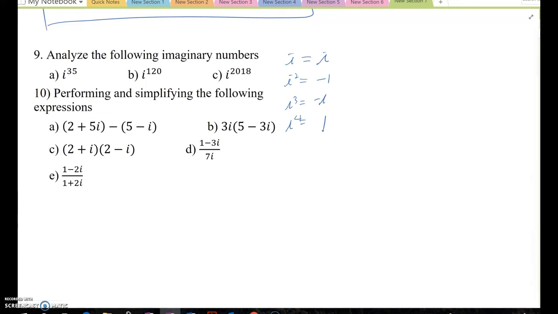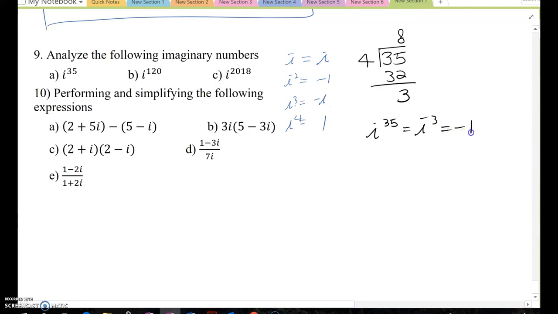During the class, we confirmed that we use the remainder after dividing by 4. If the remainder is 1, then the answer is i. Remainder 2, then negative 1. Remainder 3, then negative i. No remainder, then 1. So, let's do the division. 35 divided by 4: 4 goes into 35 8 times, which is 32. The remainder is 3, which means i^35 equals i cubed, so it becomes negative i.